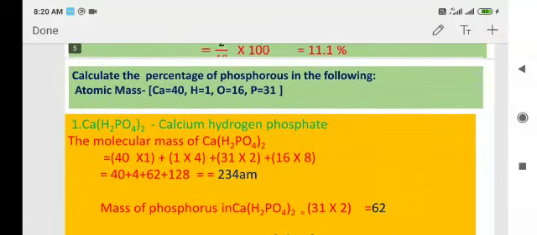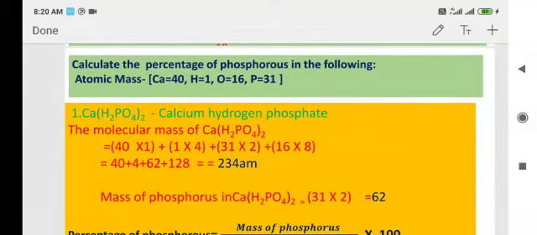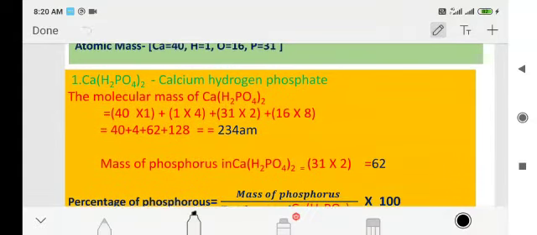Here comes another example. In this example we will find out the percentage of phosphorus from calcium hydrogen phosphate, and the mass of each element is given: calcium 40, hydrogen 1, oxygen 16, phosphorus 31. All the masses are given here. Now let us see how to find out.